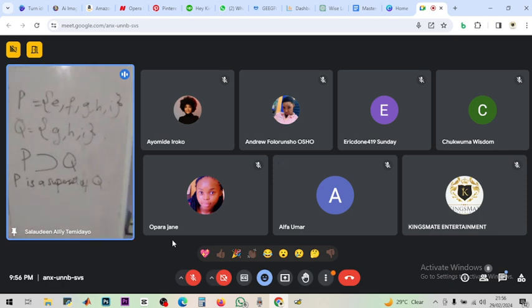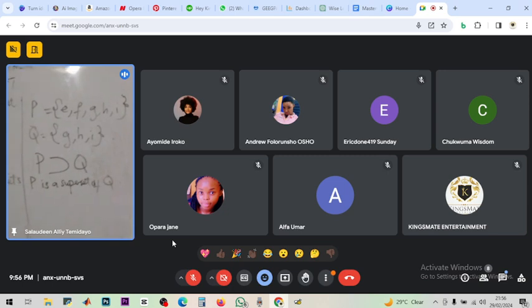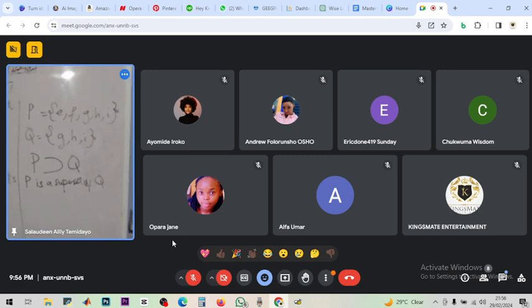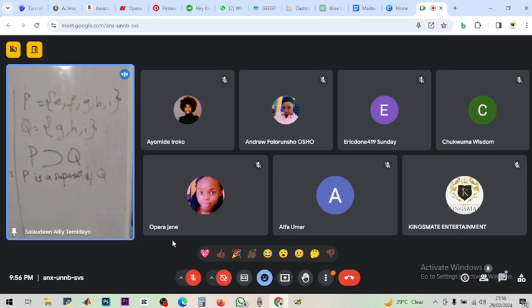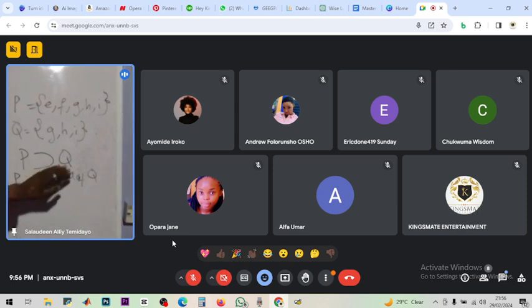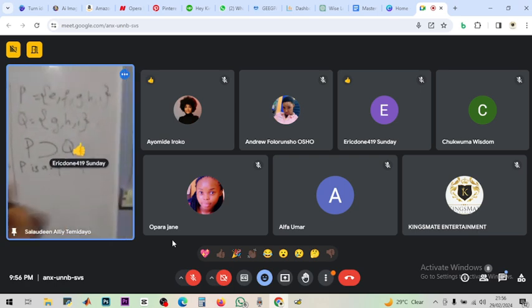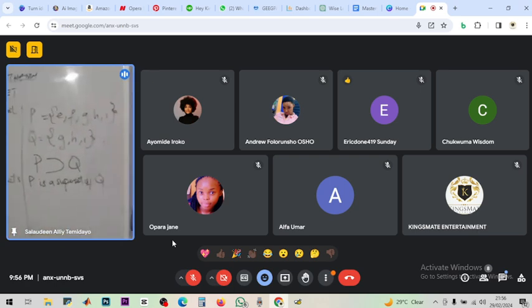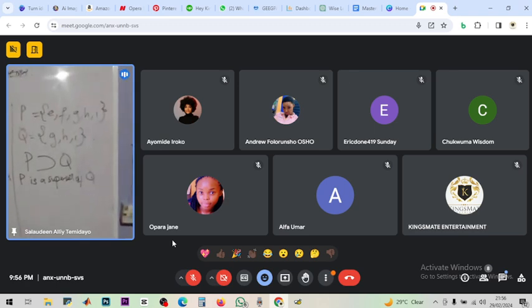That means P has all the elements present in Q, but Q does not have all the elements present in P. Do you understand what I explained now? That P is a superset of Q. It is super to it. When something is super, it has extra. It has what the other one doesn't have. So that's what it means.